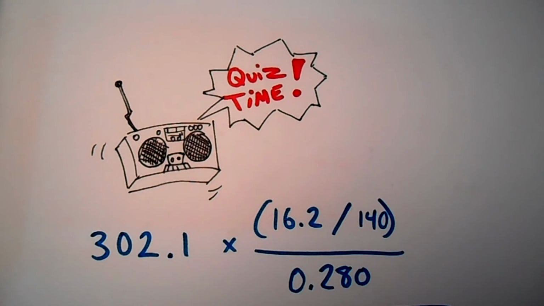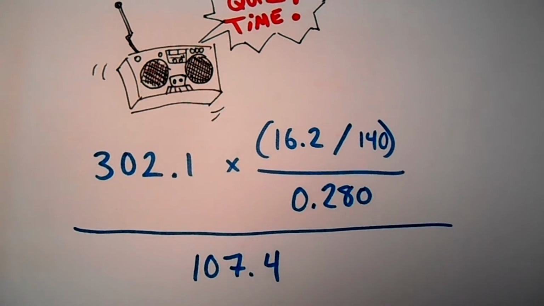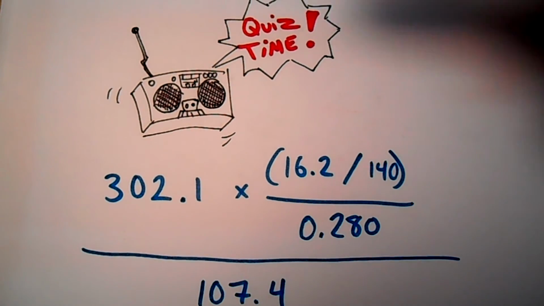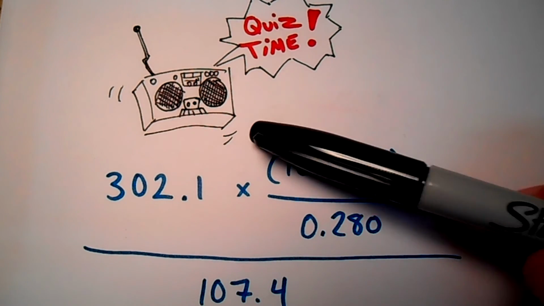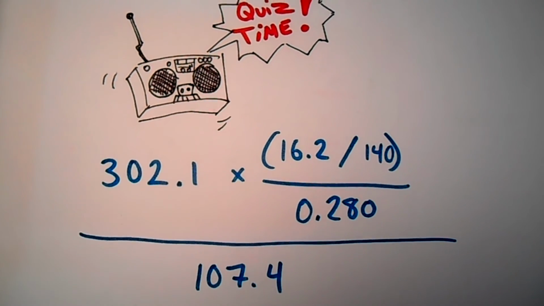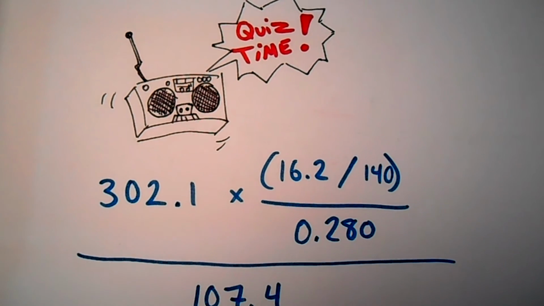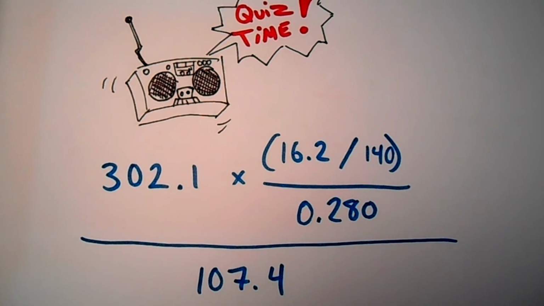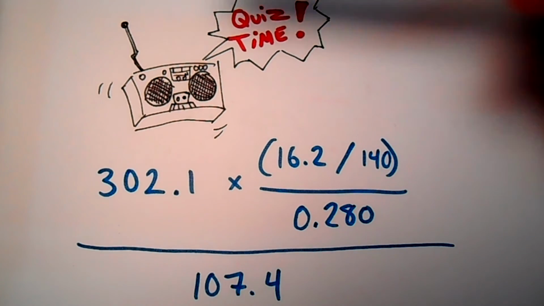Quiz time! Alright, here's your problem. Oh, this, by the way, this is a boombox. It's what we used to play music on. You plug it in sometimes, or it had batteries in there. You didn't charge it. It has an antenna because it picks up radio stations.